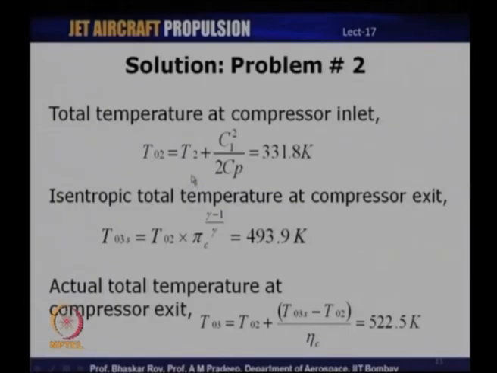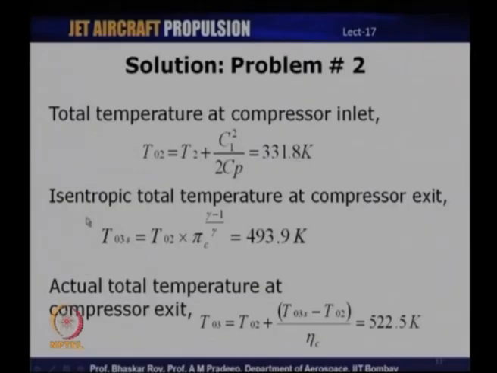So, let us now calculate the actual temperature rise across the compressor. Here we have the total temperature at the compressor inlet. We have T02, that is the inlet compressor total temperature, which is static plus C1 square by 2 Cp. So, that is 331.8 Kelvin, because we know the inlet static temperature and we also know the absolute velocity at the inlet. So, we calculated the total temperature, that is 331.8 Kelvin.